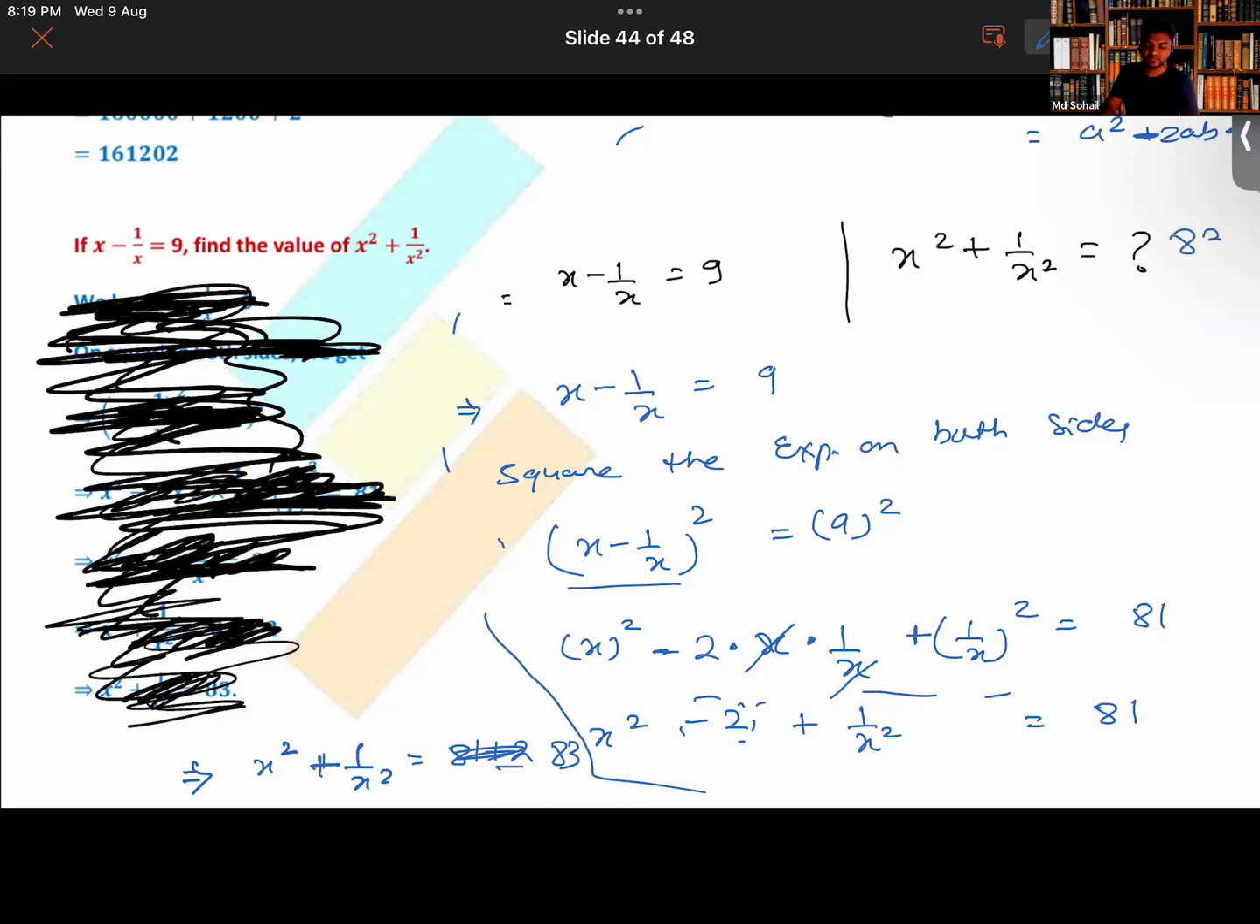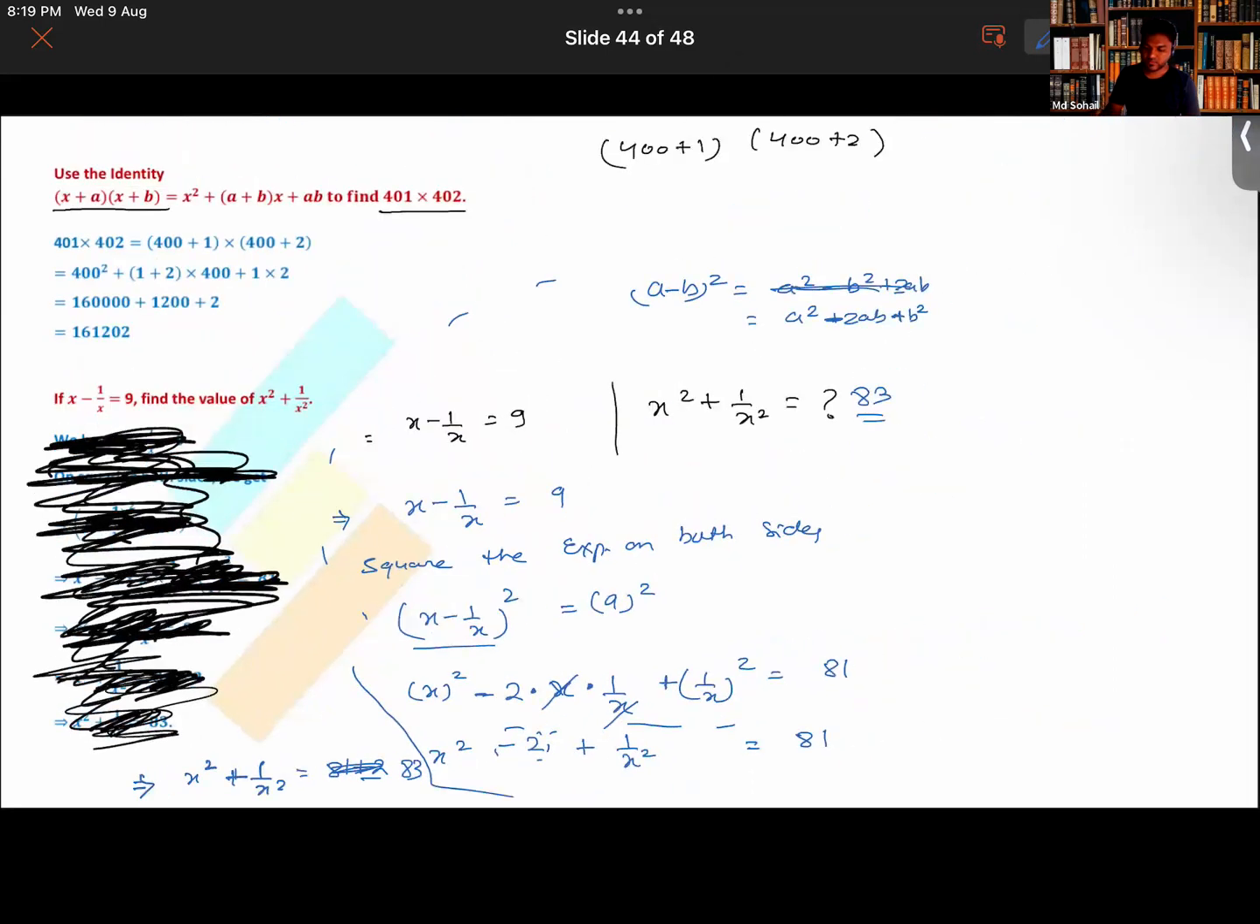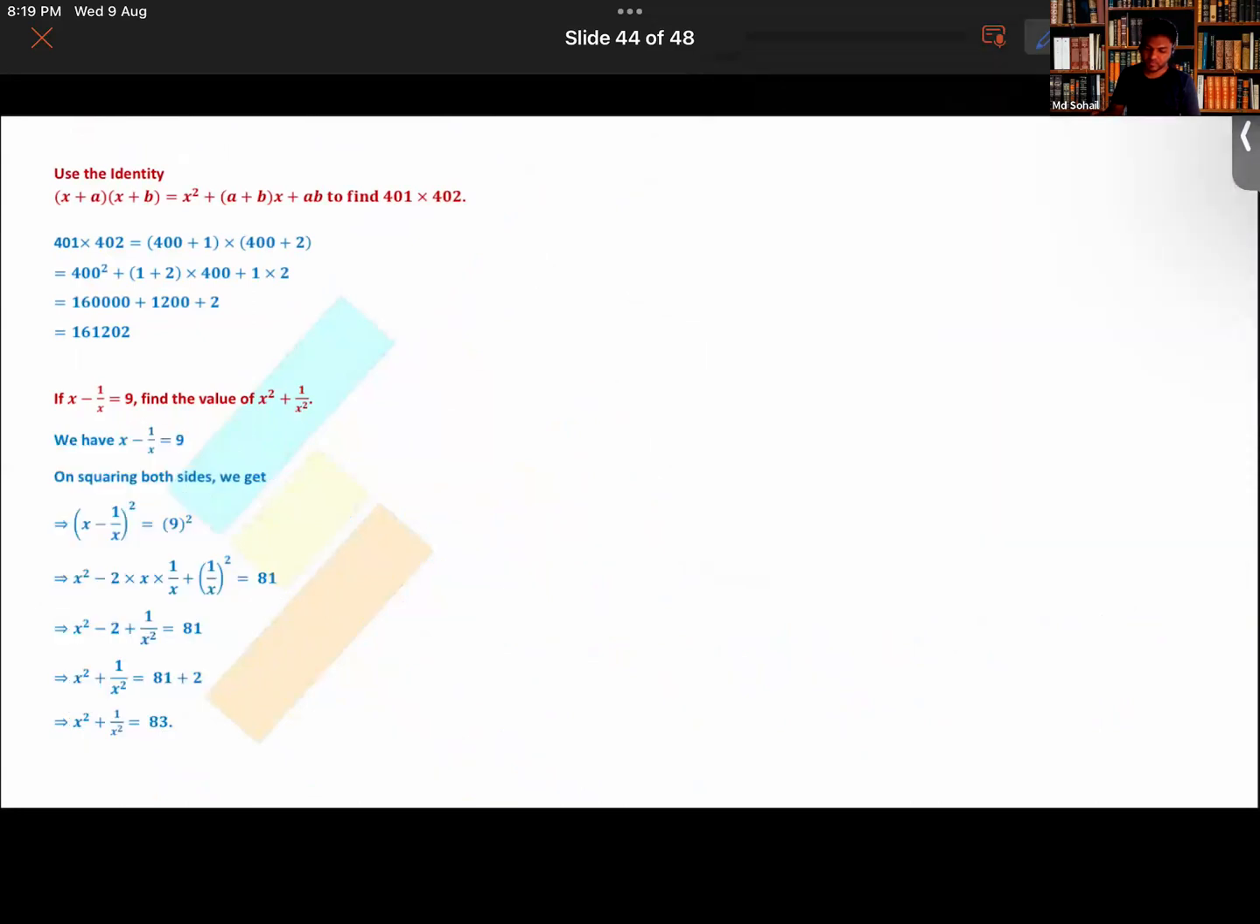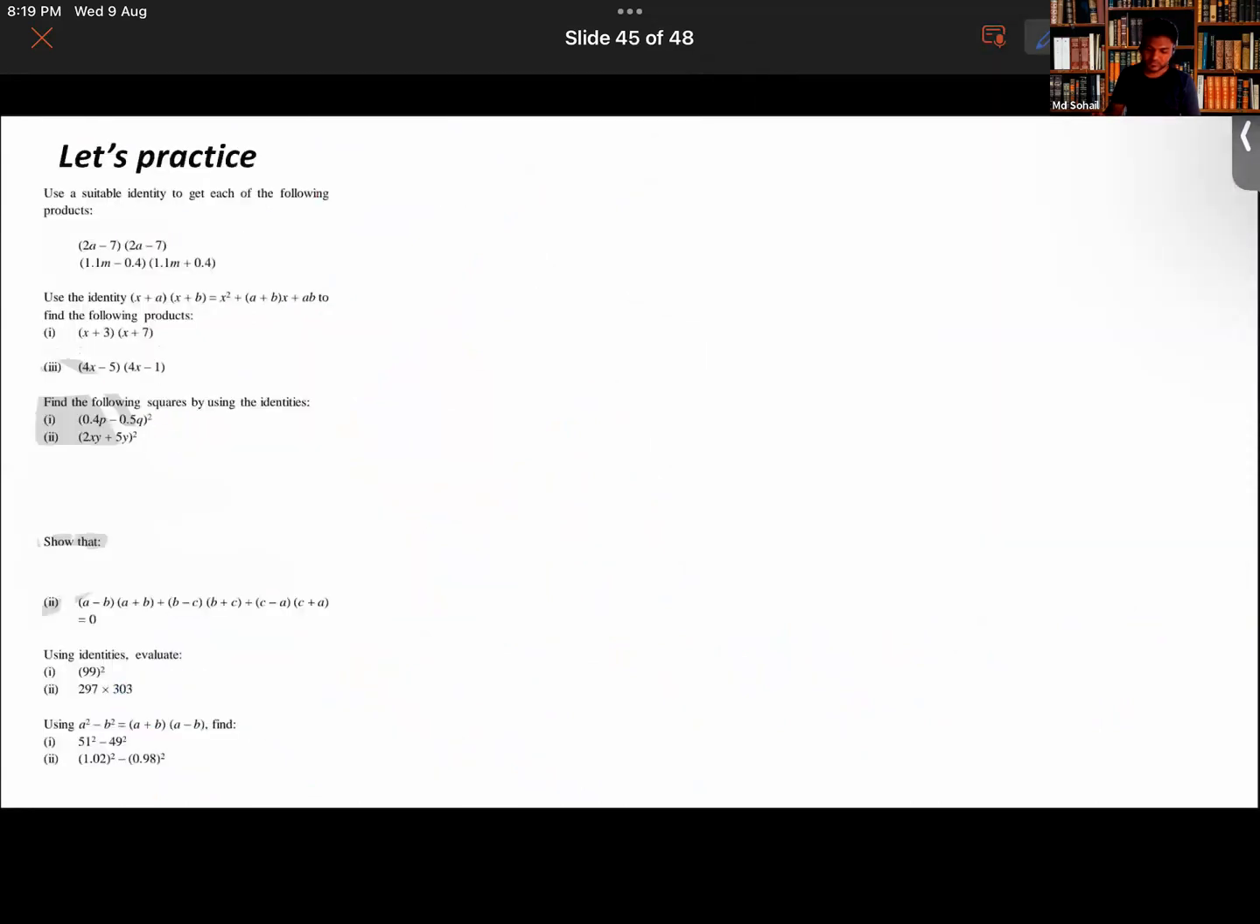Getting it, guys? So that is how we solve this question. No confusions in this one, right? Very good. Now some more questions for you to practice. We have basically understood all four identities, and that was basically the end of the chapter.